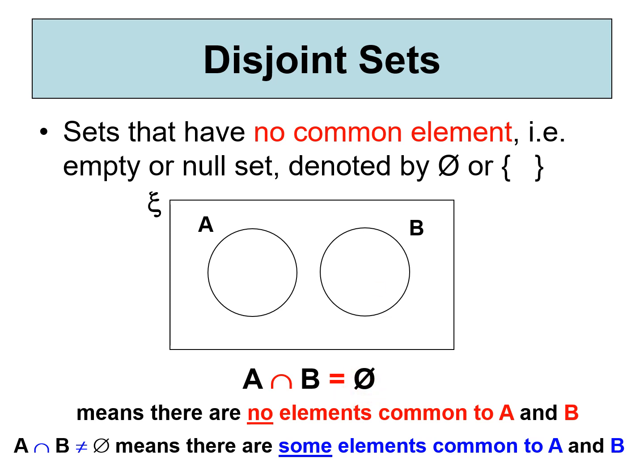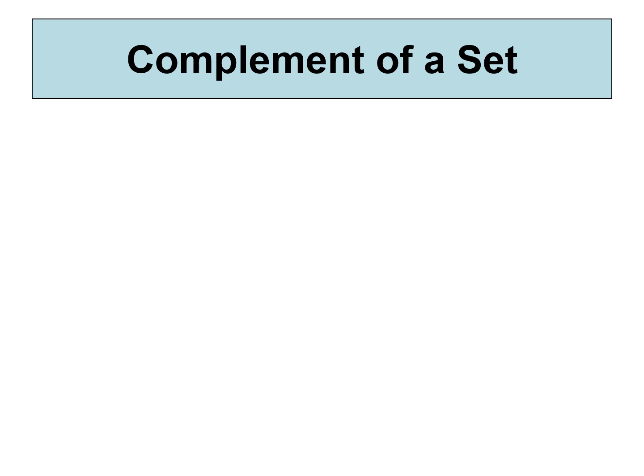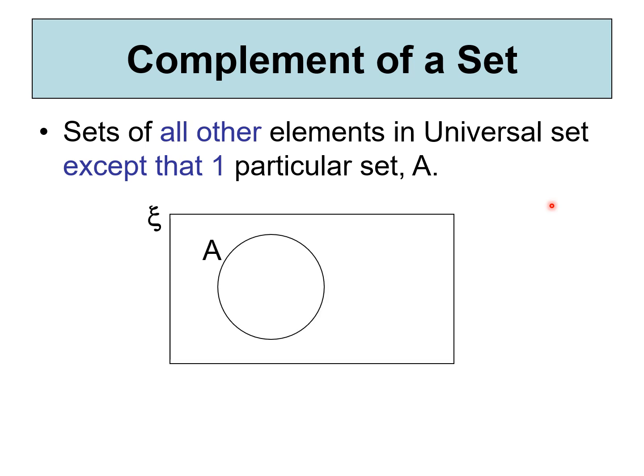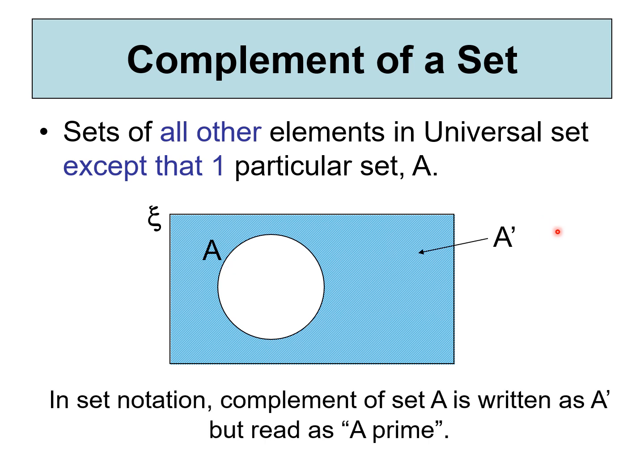Now, besides intersection and union, there is another term that we need to be very familiar with, which is what we call the complement of a set. What does this term refer to? The complement of a set simply refers to everything outside of set A. The notation here is A prime. So the complement of the set is written as A prime.